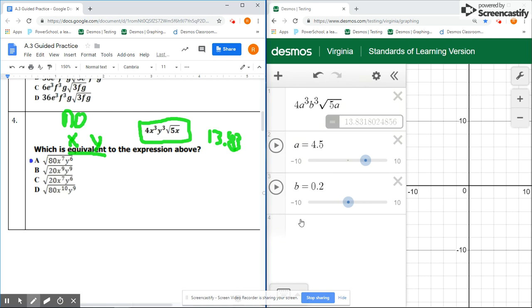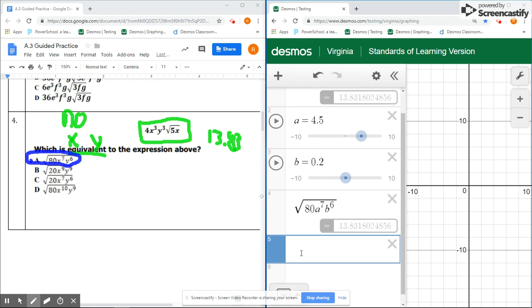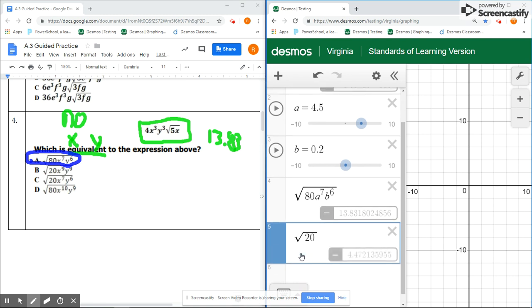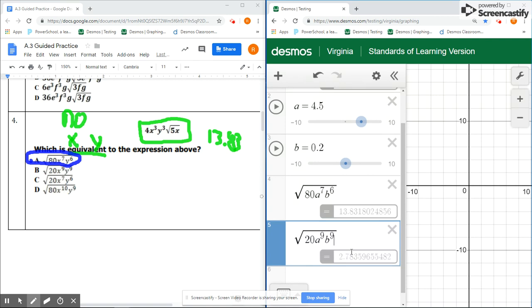Okay, now I'm going to type in each of these. Let's try A. We have square roots of 80, A to the 7th, B to the 6th. All right, look at that. We got 13.83. I believe this is the answer, but I'm just going to double check very quickly all of the others. All right, I'm going to do square roots 20, A to the 9th, B to the 9th. All right, we get 2.78.